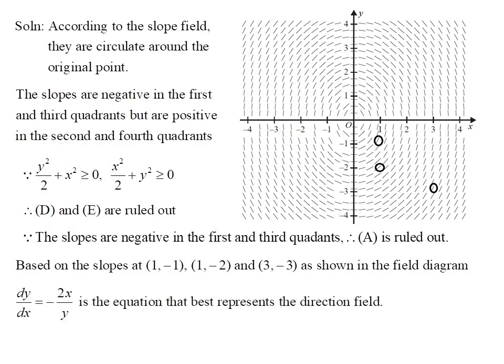dy/dx equals -2x over y is obviously the equation that best represents the given slope field, compared to the equation dy/dx equals -x over 2y, of which the gradient is more gentle. Therefore, the answer for question 8 is C.